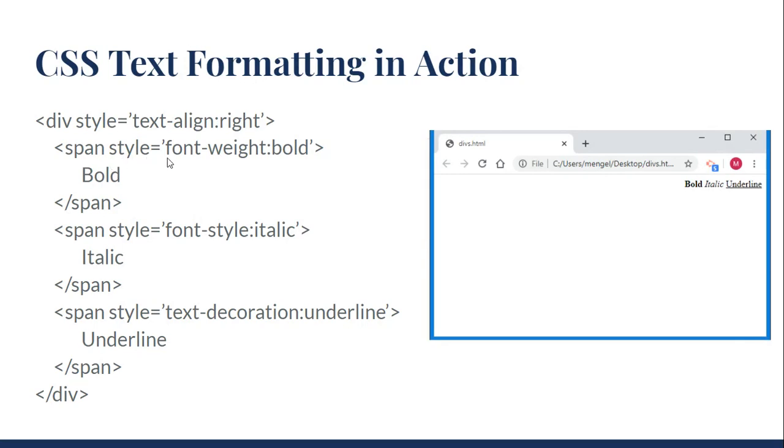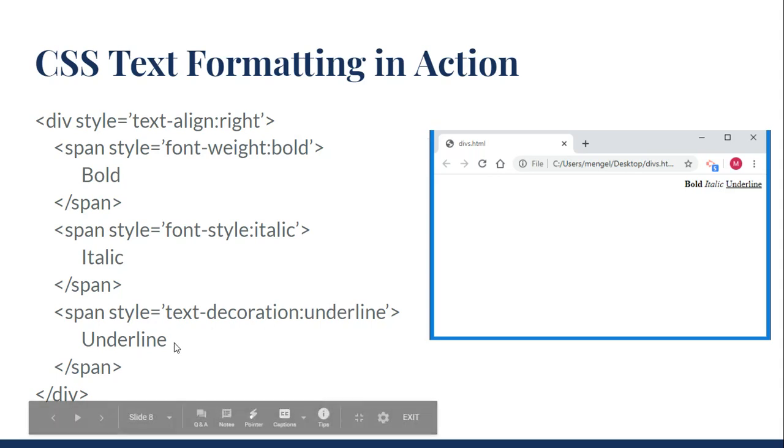I've got a span style font weight bold, which makes it bold. You'll see that right here. I have a span style font style italic, which makes it italic. You'll see that right here. And I have a span style text decoration underline, and you'll see that right there.